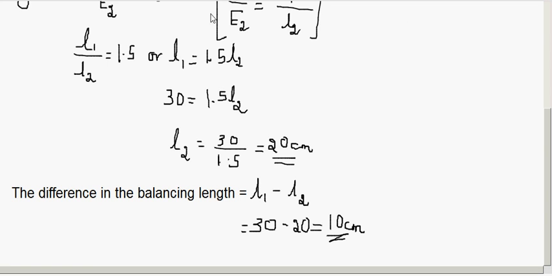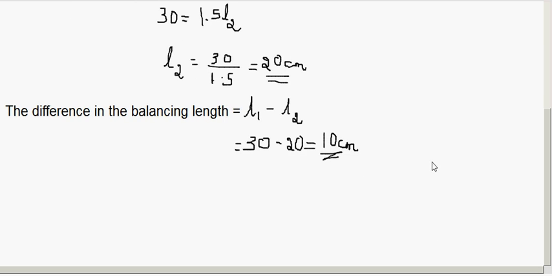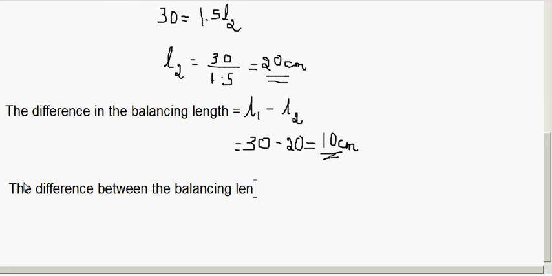Because the ratio of E1 by E2 is given, we could easily find out L2, and hence the difference between the balancing length. So finally we can conclude, the difference between the balancing length is equal to 10 centimeter.